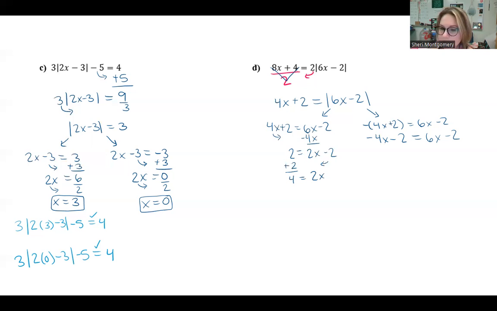I'm subtracting 2, so I have to add 2. And then I have one last step. I'm multiplying by 2, so I have to divide by 2. 4 divided by 2 is 2. That's one of my solutions.